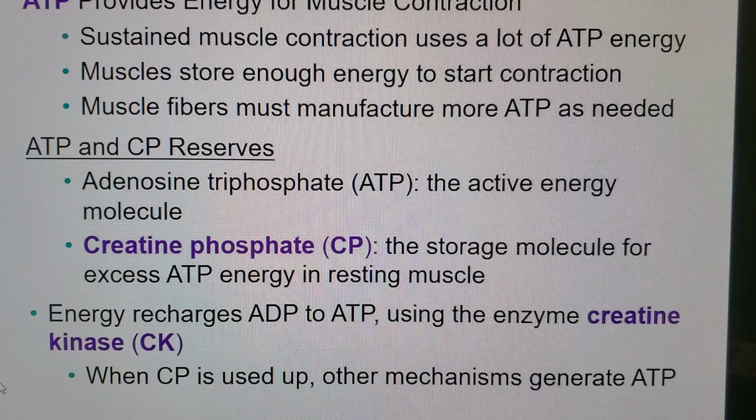So that energy then is ready. Then there's ATP for the next time that energy is needed, stored between the second and the third phosphate. Creatine phosphate is the storage molecule for excess ATP energy when the muscle is at rest. The energy recharges ADP to ATP, like we just mentioned, and it's going to use the enzyme creatine kinase, or CK. When the CP is used up, other mechanisms generate ATP, and we're going to talk about those after a while.